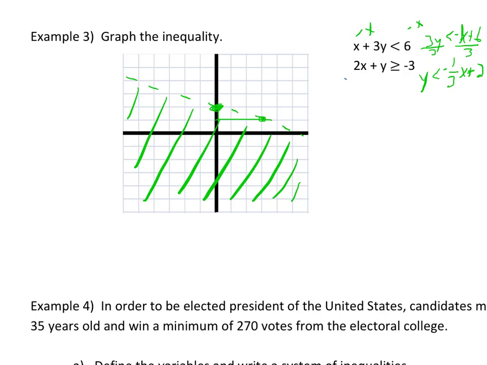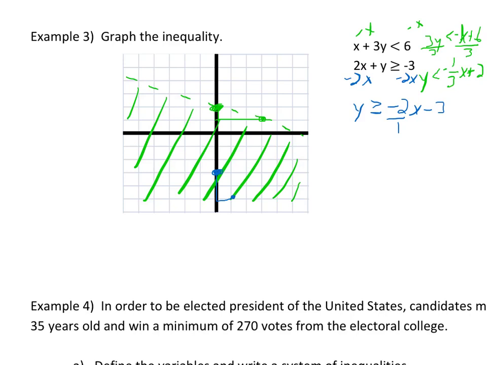Next equation, we're going to solve that for y. So we subtract 2x from both sides, and we get y is greater than or equal to negative 2x minus 3. That one has a y-intercept of negative 3, a slope of negative 2/1, so the rise is down 2 to the right 1.